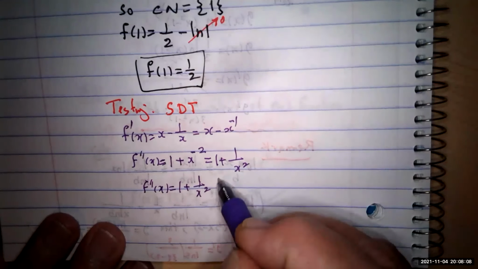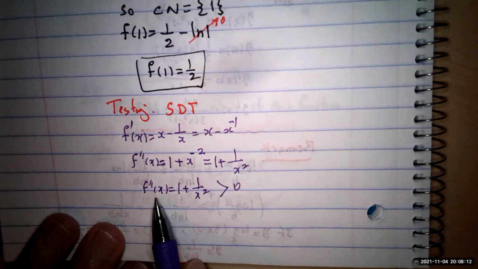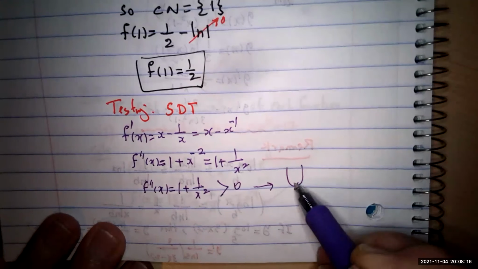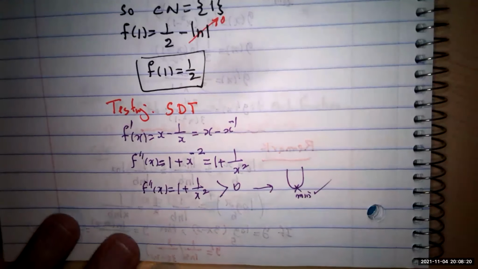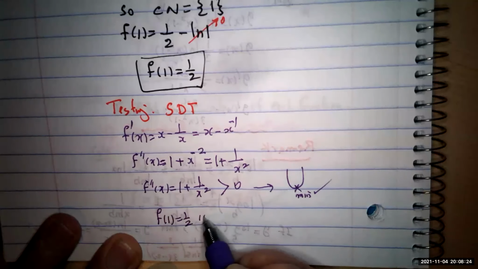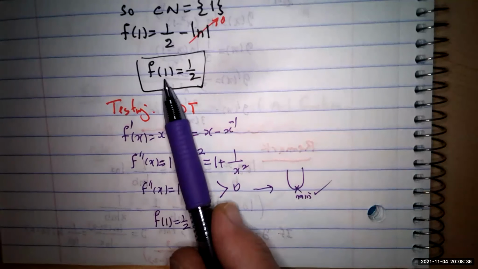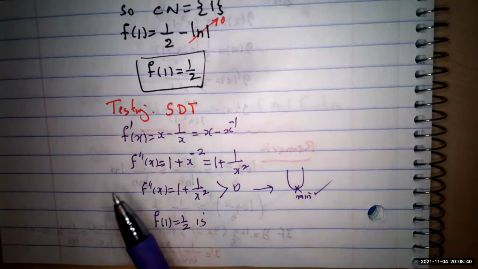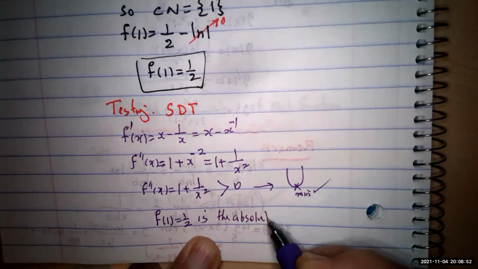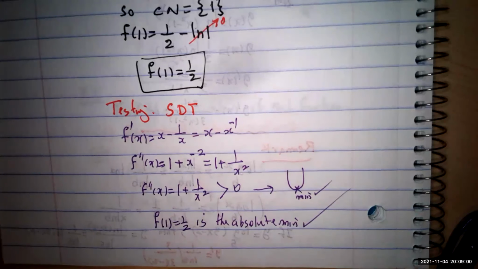So f double prime of x is 1 plus 1 over x squared. Officially, you have to drop the 1 in, but it's already positive. F double prime is concavity, and positive means concave up, so you get a minimum. So f of 1 equal to 1/2 is in fact an absolute minimum. You can say relative, it doesn't matter, because it's a minimum and this is the only one. You have only one critical number, and if you get a minimum there, it must be the absolute minimum. So f of 1 equal to 1/2 is the absolute minimum.